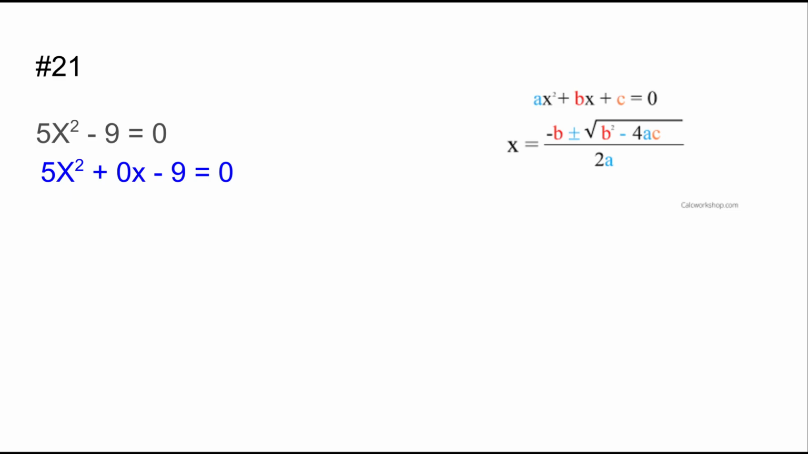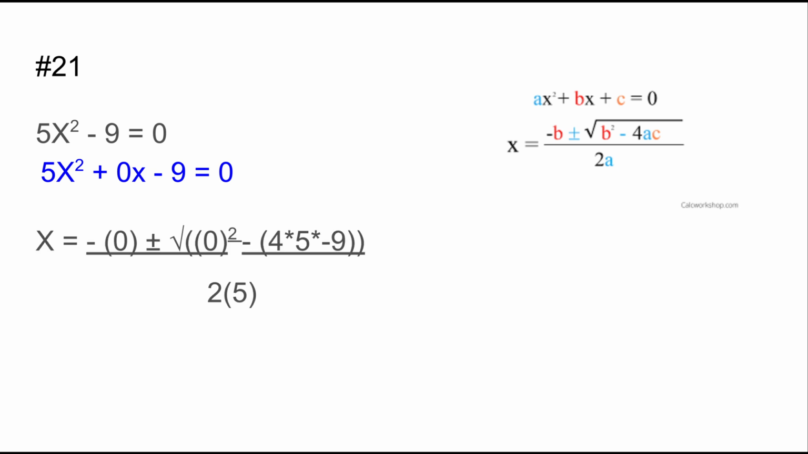So your new equation that you need to write down is 5x squared plus 0x minus 9 equals 0. These are going to be your a, b, and c terms to plug into your formula. So it's going to look strange, but go ahead and do it. And remember, even if it looks weird, you just keep doing it.